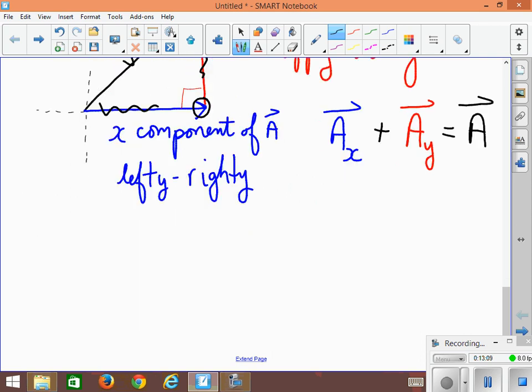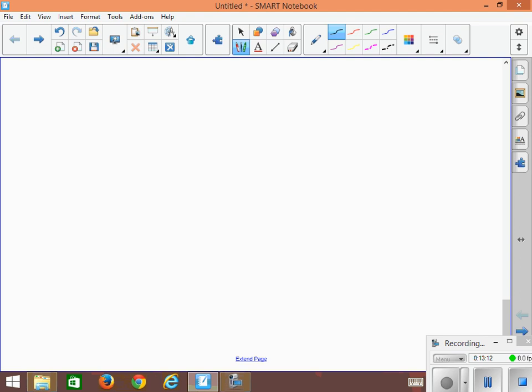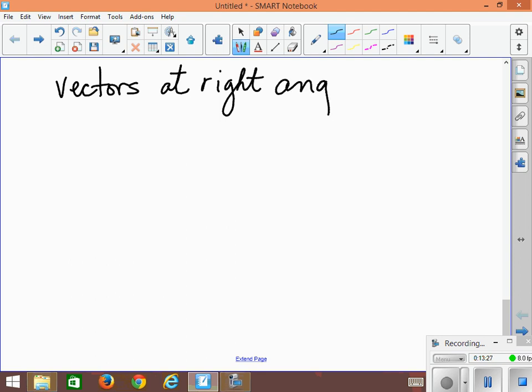The only other thing to mention, and one of the reasons why we do this, is because vectors at right angles have no effect on each other. And that's important because we want to be able to sort of break up the motion into these two different components without them having an effect on each other. Vectors at right angles have no effect on each other. You cannot make something go left by pushing up.